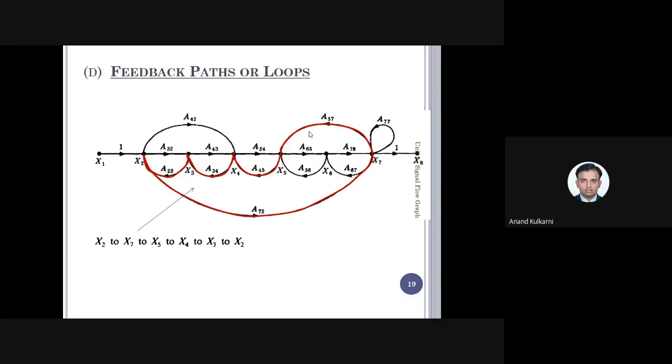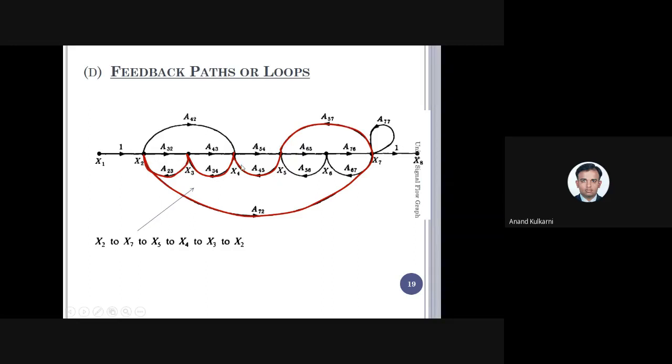It is from 2 to 7. So then we return. It is some mistake. Yes, correct. No, it is not like this. From 2 to 7, yes, correct. From 2 to 7, then from 7 to 2. So it is like this. This is one more loop just here.